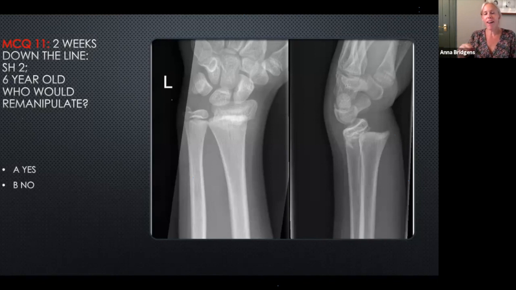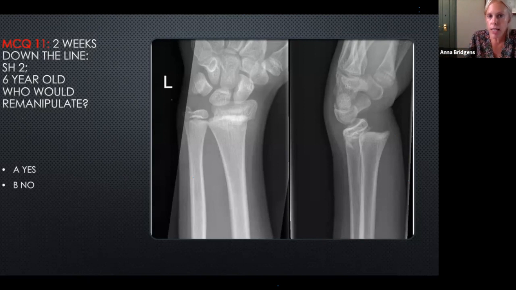Okay. So I think this is a really difficult thing to get your head around, but we should not re-manipulate this. There are two reasons why we shouldn't, okay? It's because we can do a lot more damage to the physis. This has started to heal. There will be callus there, and to re-manipulate it will require a lot of force, which will cause a lot more damage to this growth plate than was initially done.